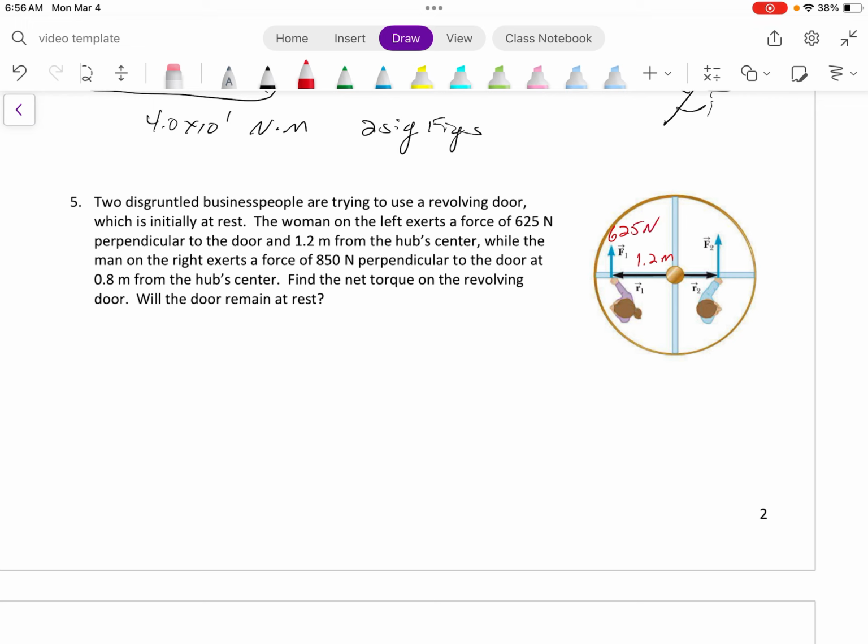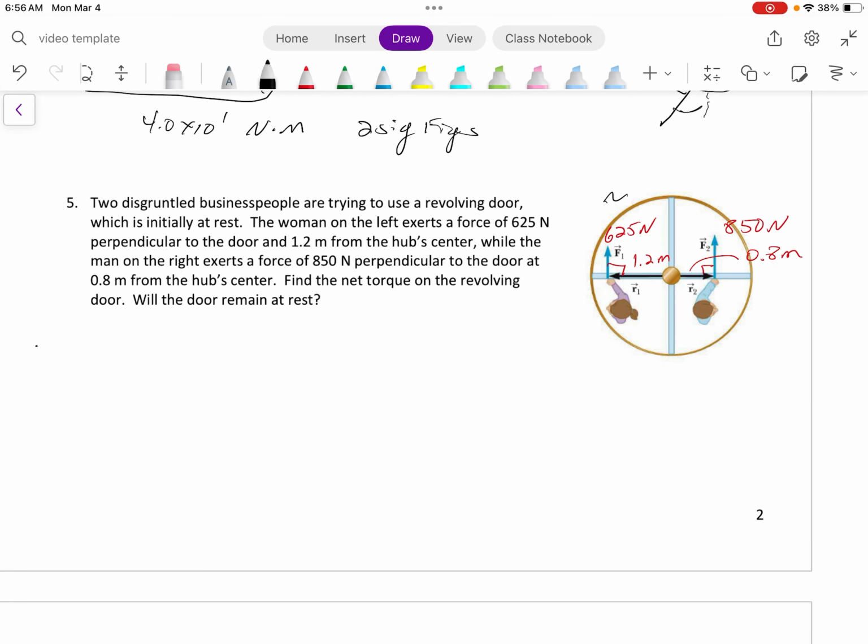And then the guy is going to put 850 newtons. And then we know this distance in here is 0.8 meters. They're both perpendicular, so they have sine of 90, okay? We want to know the net torque and whether the door will remain at rest. So we'll call this torque 1. I'll call this torque 2.